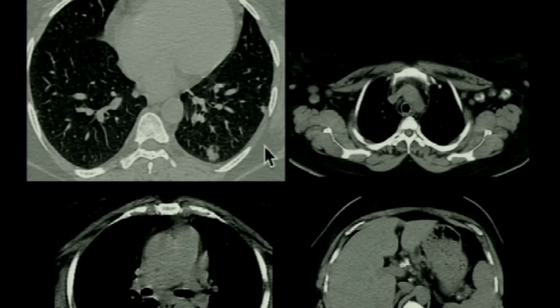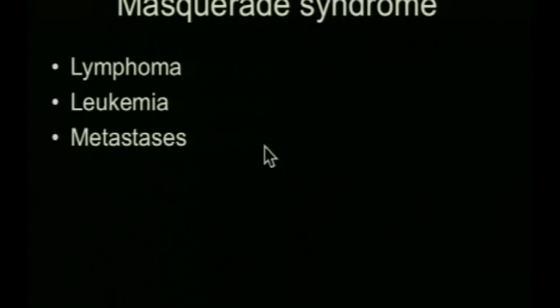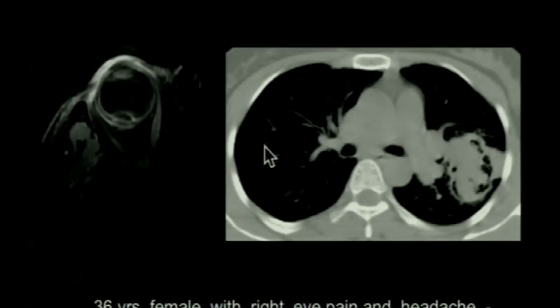So this was a 35-year-old female with intermediate uveitis. The chest CT just showed non-specific nodules. With these nodules, we cannot come to a diagnosis that it is sarcoid. But the presence of these calcified nodes in the axilla and in the abdomen helped us to arrive at a diagnosis of sarcoidosis. Masquerade syndrome, the commonest being lymphoma versus metastasis.